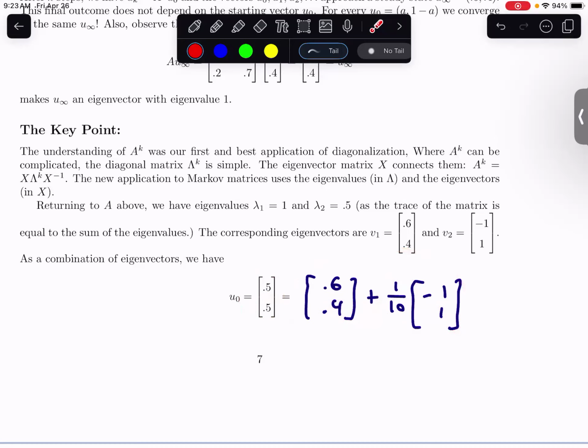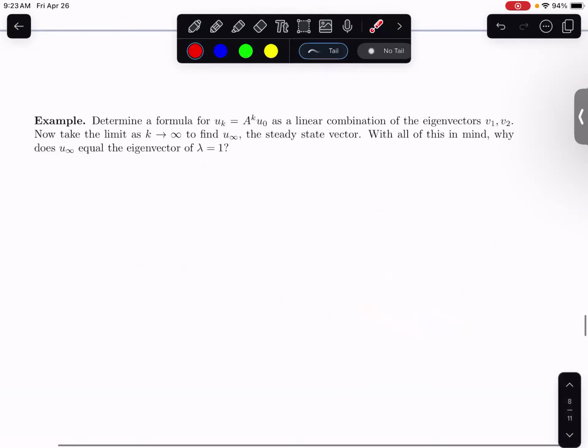And now we want to think about what happens if we multiply u naught by A in terms of this linear combination, using the fact that these are eigenvectors with specific eigenvalues. I wanted you to figure this next part out on your own, but I also want to finish this lecture out in one class. So I feel like you should try, and let's work through this. Try figuring out this example on your own, maybe for just 5 minutes, and see what you can do.